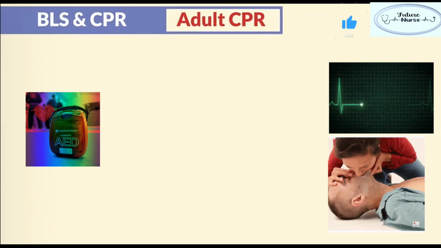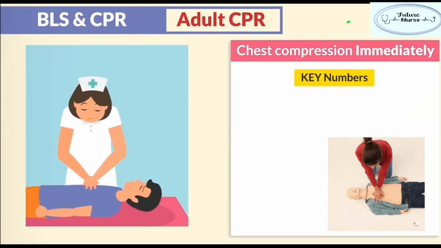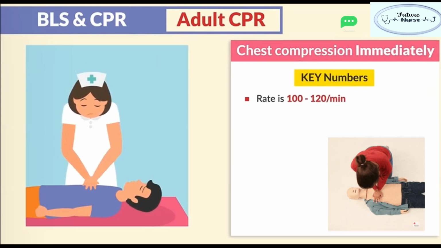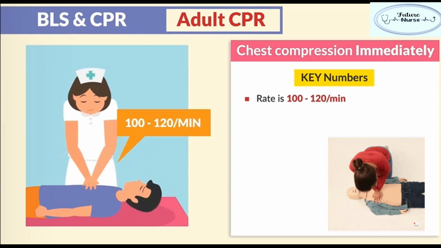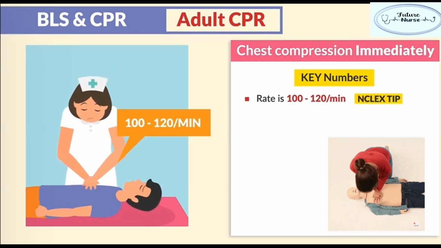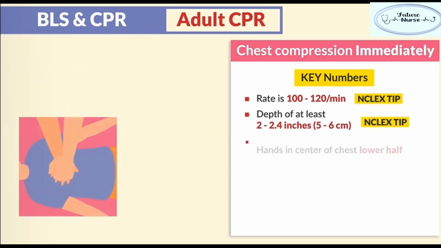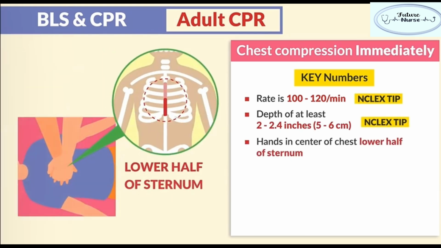So for adult CPR, just remember chest compressions immediately. And the key numbers to write down is a rate between 100 to 120 compressions per minute. Huge NCLEX tip, so write that one down. A depth of at least 2 to 2.5 inches, or 5 to 6 centimeters. Another big NCLEX tip. And we put the hands in the center of the chest on the lower half of the sternum.